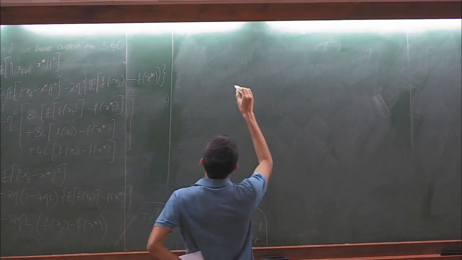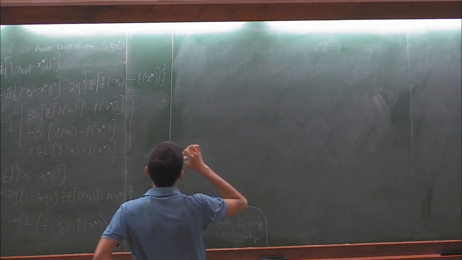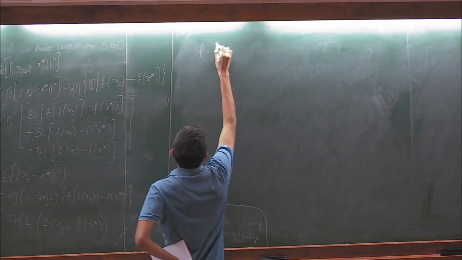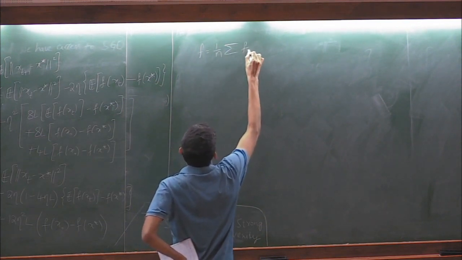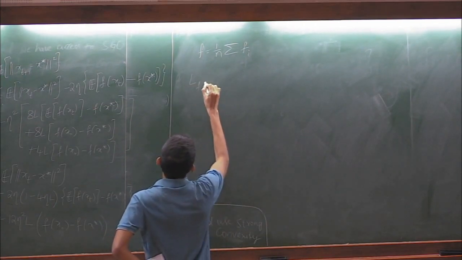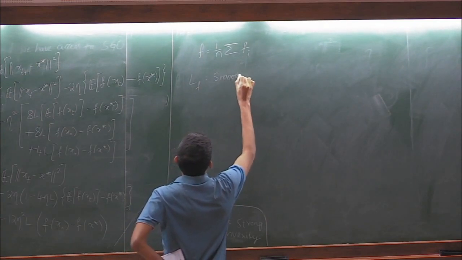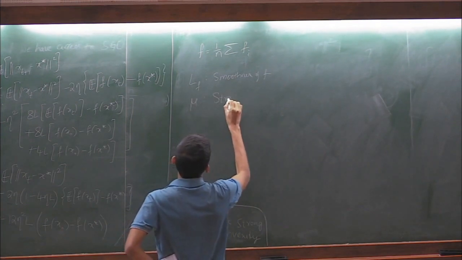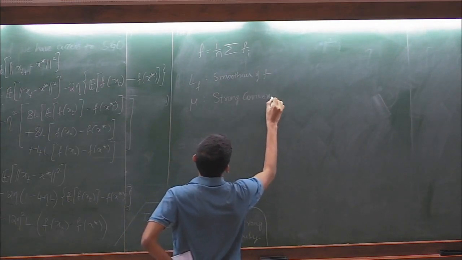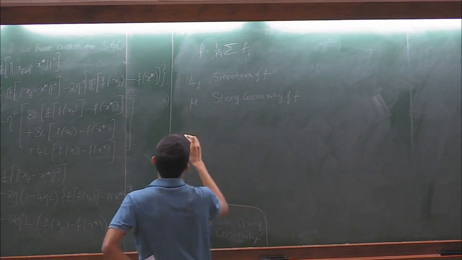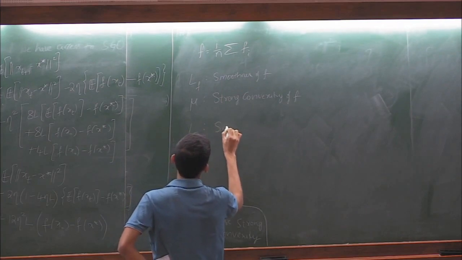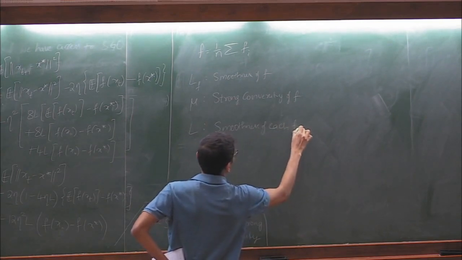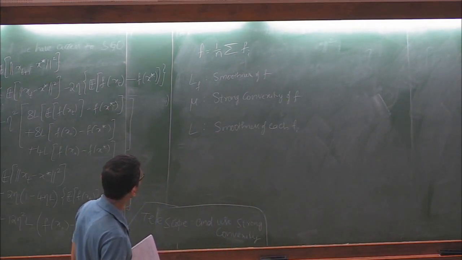Okay, so let's just again set up the notation. F is 1 over n summation Fi, right? So let's say Lf is the smoothness of F, mu is the strong convexity of F, and let's say L is the smoothness of each Fi.